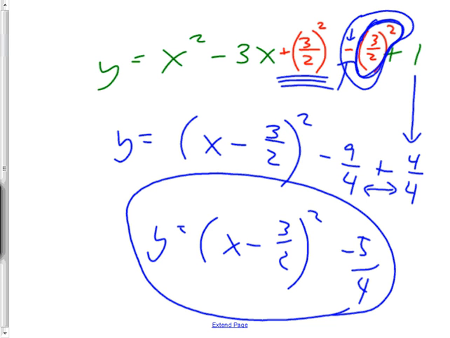If you didn't get it right, then try harder on this next one. We're going to have one more with a fraction in it. You need to understand those. All right, this one is going to have a fraction in it if you do it right. Y equals x squared plus mx minus 1. Mx? Yes, mx.